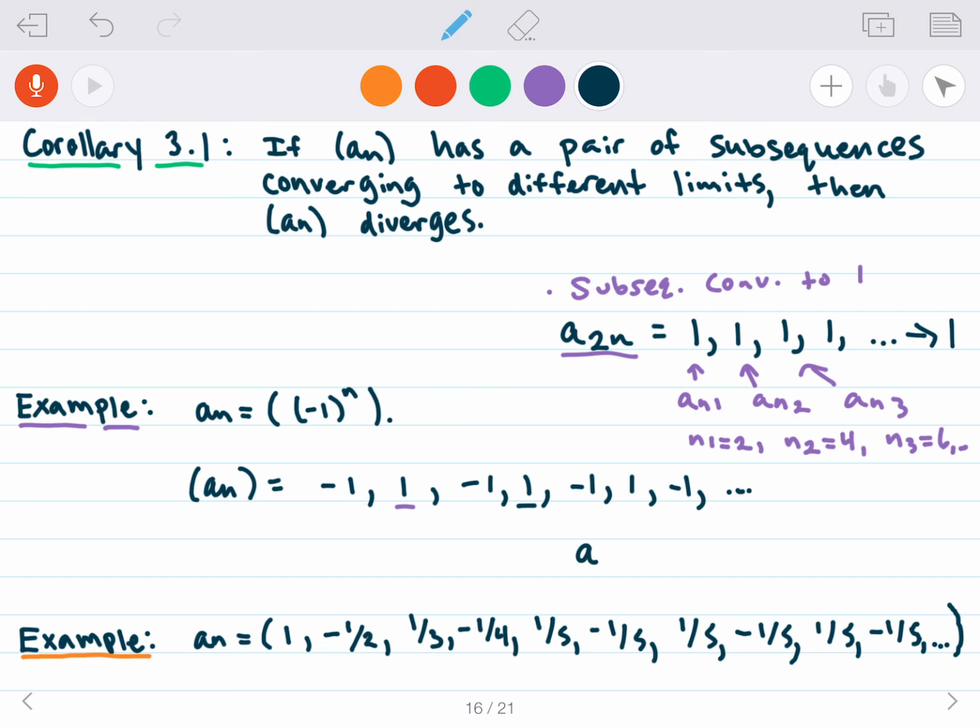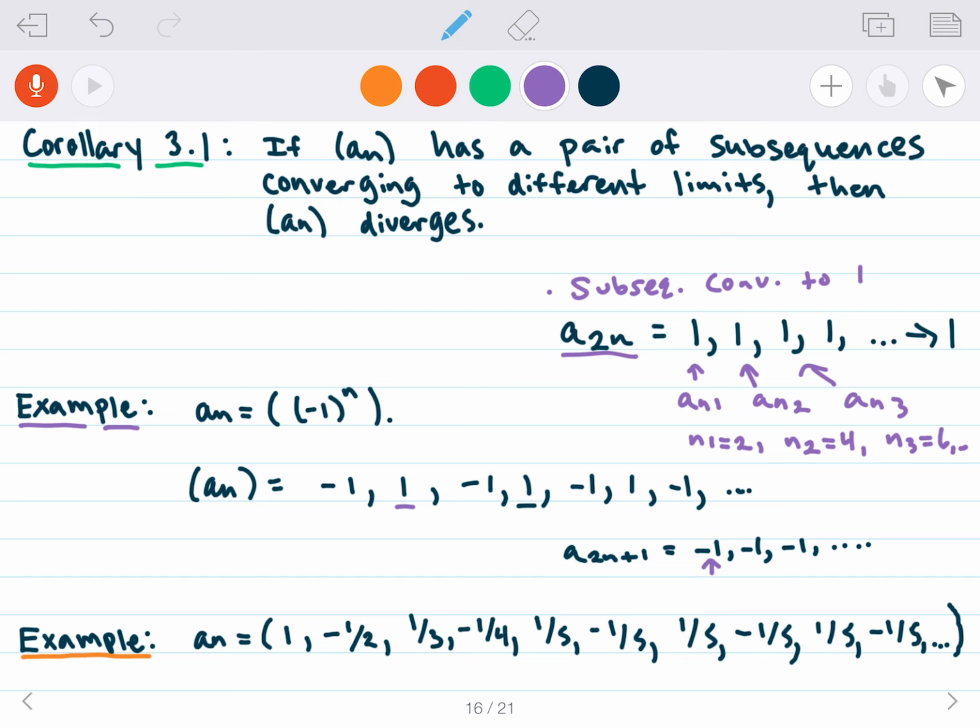We also have a sub 2n plus 1. So these are going to pick out the odd terms in our sequence, or the odd terms starting at 3. And this is going to give us -1, -1, -1, etc., etc.